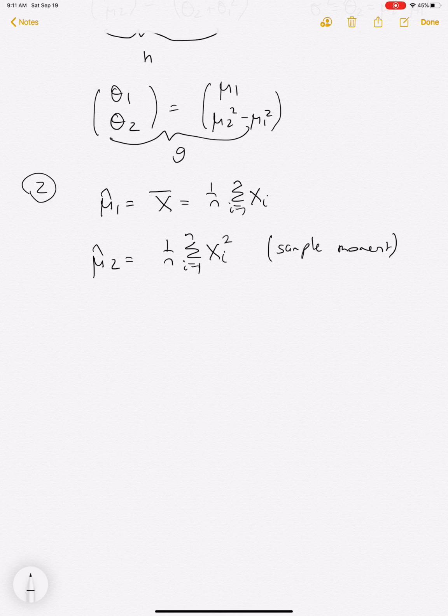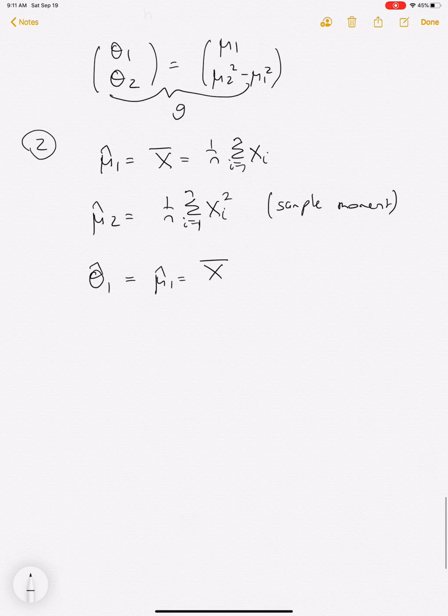Then theta hat 1 is just going to be mu hat 1, which is x bar. And then theta hat 2, this is step 3, is going to be equal to mu hat 2 minus mu hat 1 squared. This is just applying the function g here.